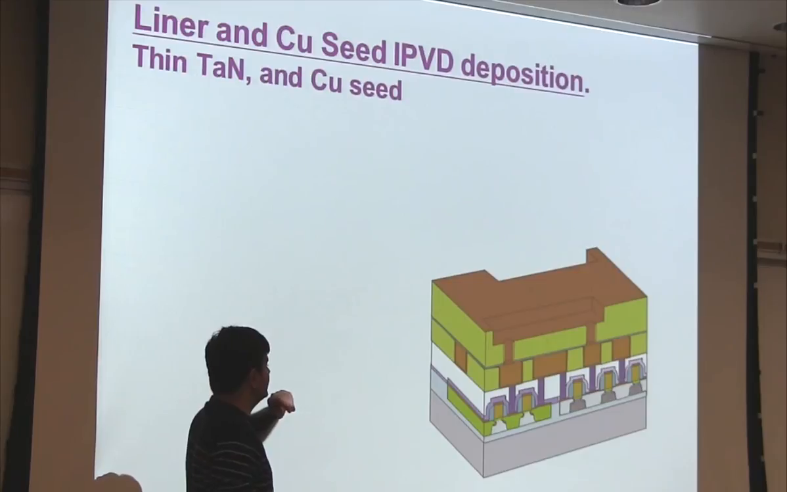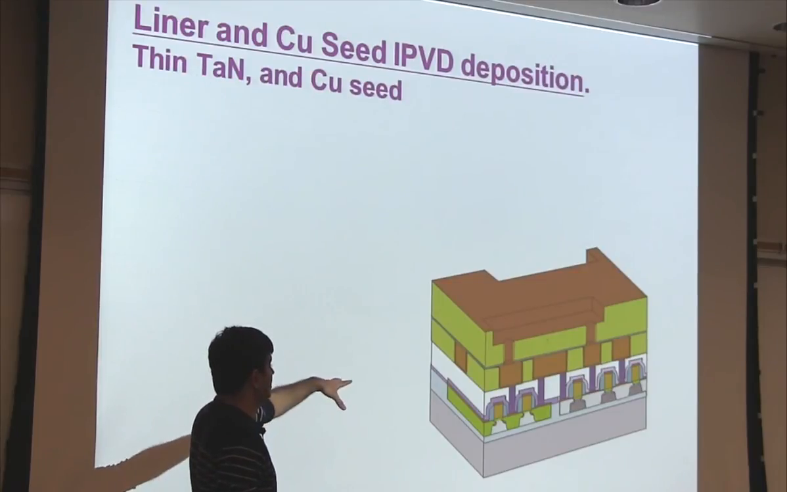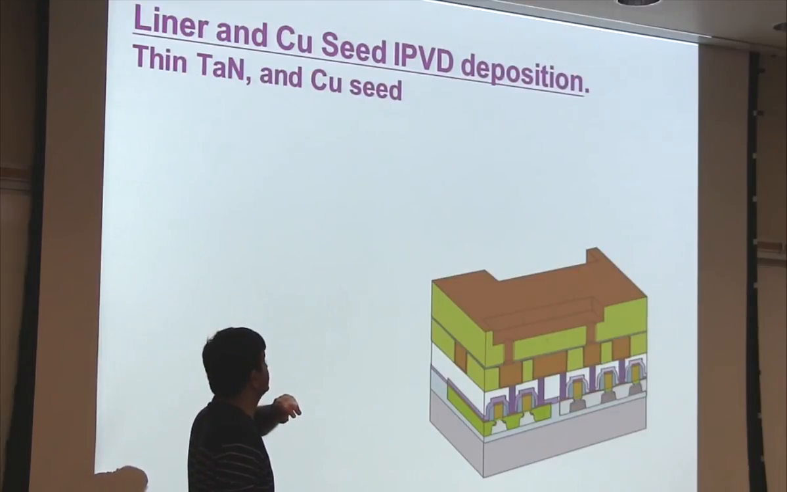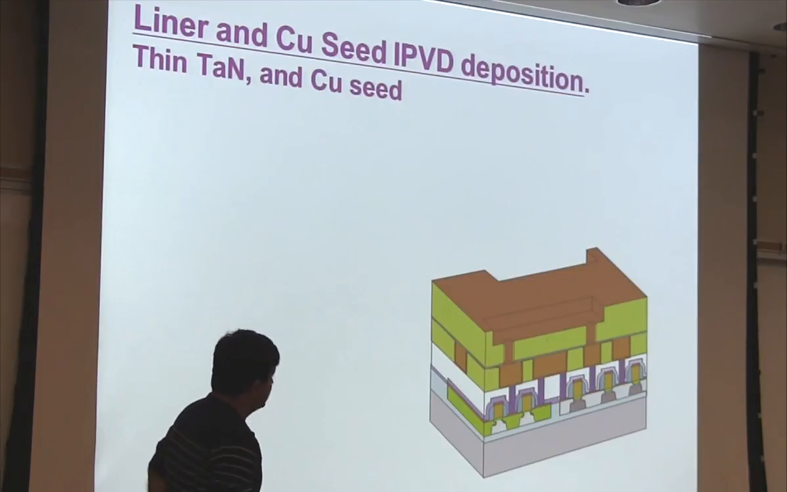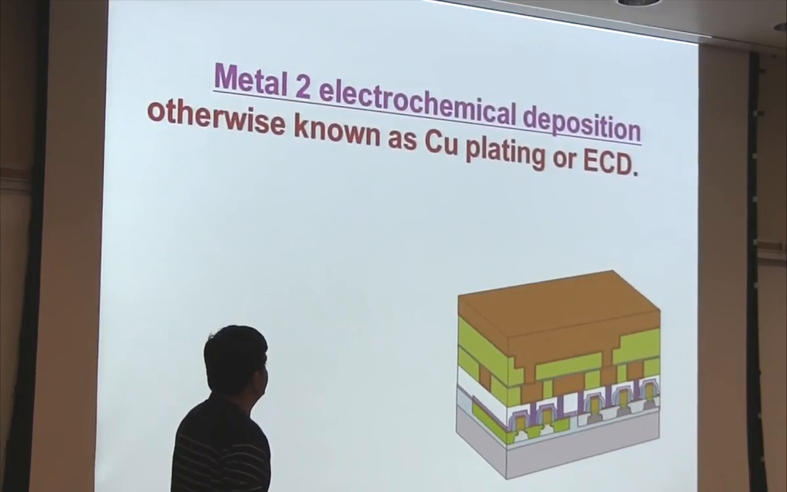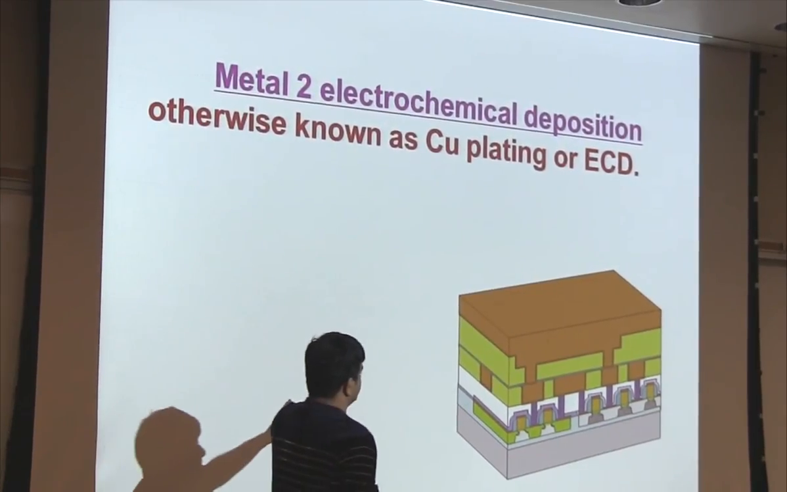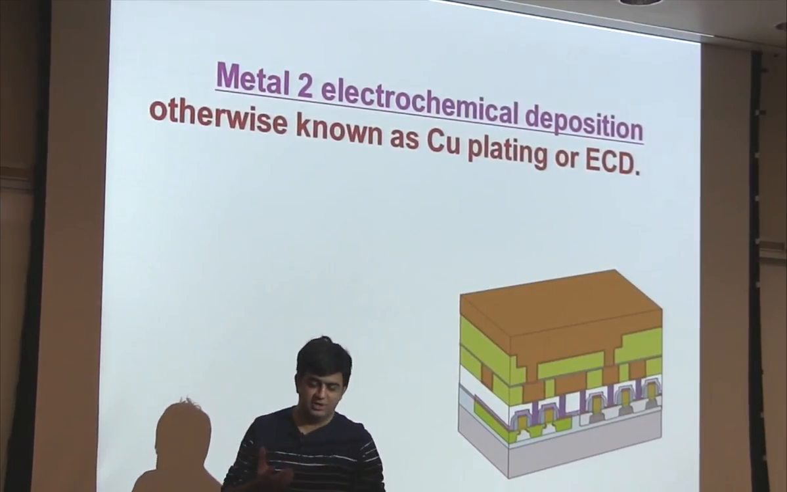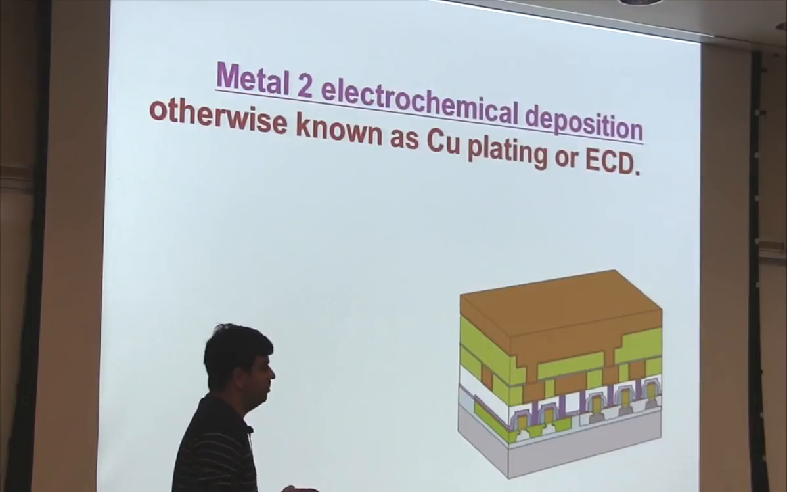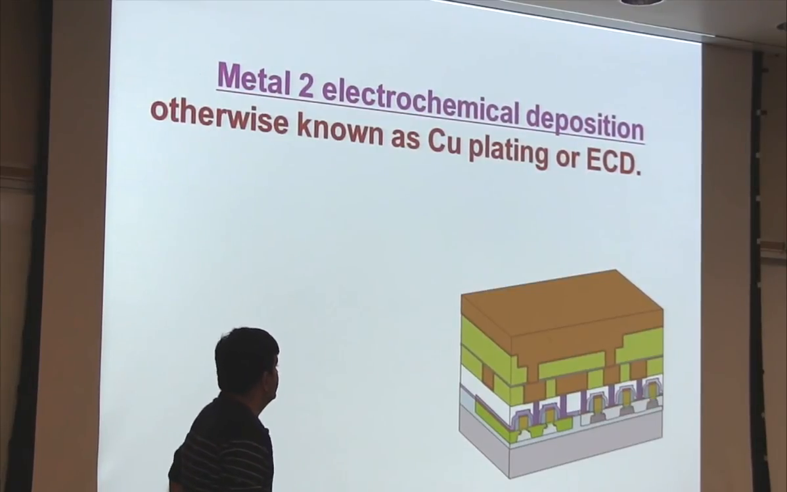But the process that is used for filling your lines with metal is this electrochemical deposition of copper, also known as electroplating. So the way this copper is deposited is using electroplating. That's the same process that you use to plate your silverware or plate your jewelry.